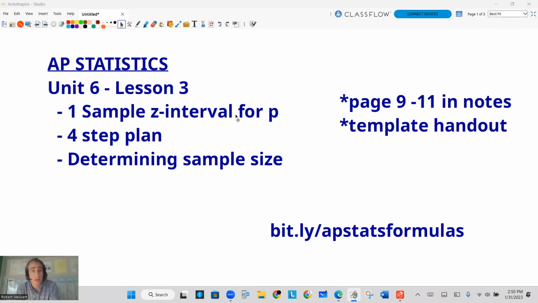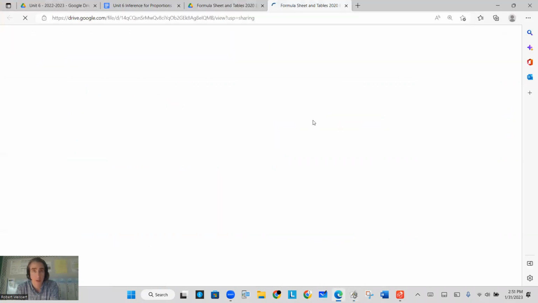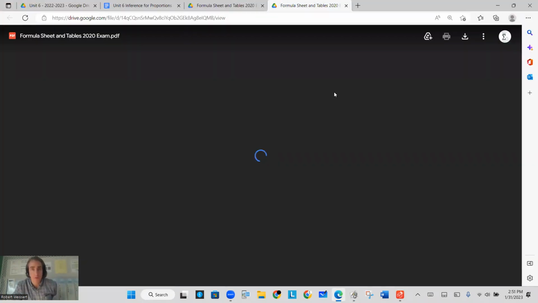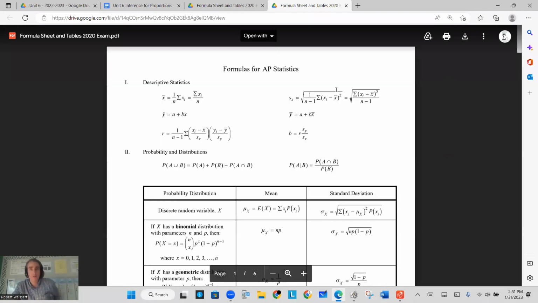And we're also going to learn how to determine sample size when we're trying to fit within a margin of error. It's going to be helpful if you have the formula sheet. If you're in the class, you can get a copy of the 3-page formula sheet there. If you're not, you can go to bit.ly/APstats formulas, and that'll take you to a PDF version of it, which you can reference if you need to. This is the formula sheet you get on all exams, so you might as well get comfortable using it.